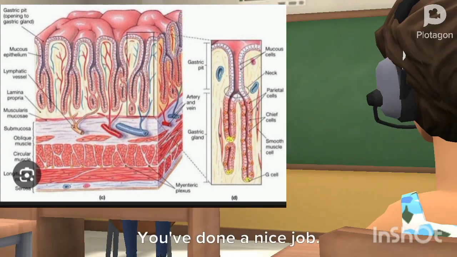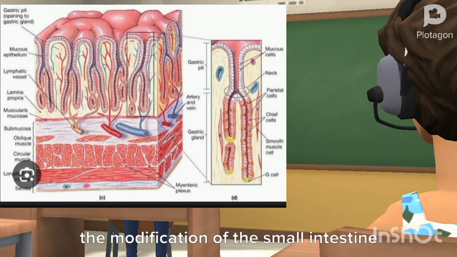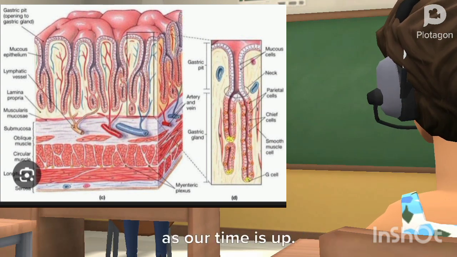Wow, Ms. Guyton, you've done a nice job. Myself, I would just talk a little on the modification of the small intestine as our time is up.